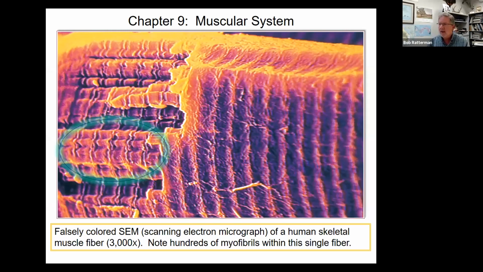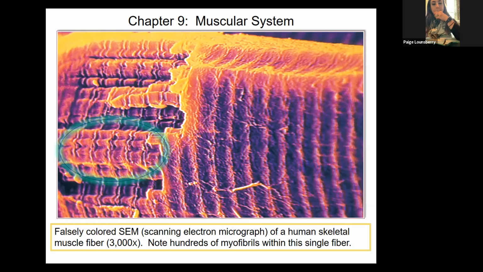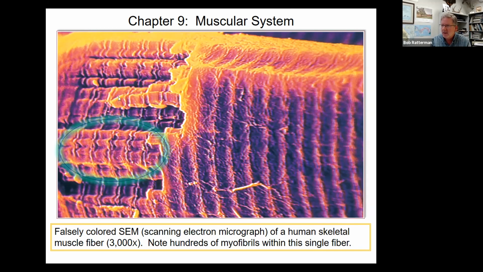Okay. So this scanning electron micrograph, does everybody see it? Yeah. Okay. Here we've peeled away a little bit of the sarcolemma, and we can see the myofibrils inside the muscle fiber. There's hundreds of them, really. So this whole big thing is one muscle fiber. Magnified 3,000 times.